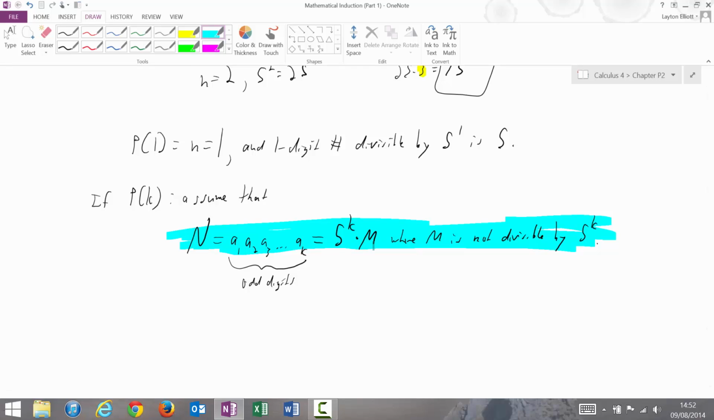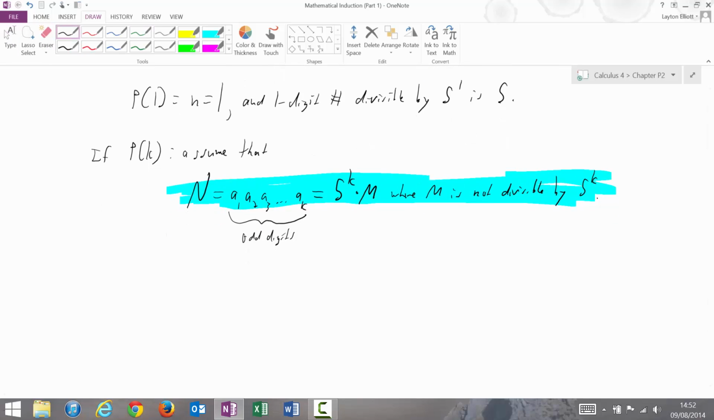And your 5 to the k times m, this is similar to your 125 times 3. And clearly that 3 is not divisible by 125. So we're going for small numbers here. Okay, moving on.